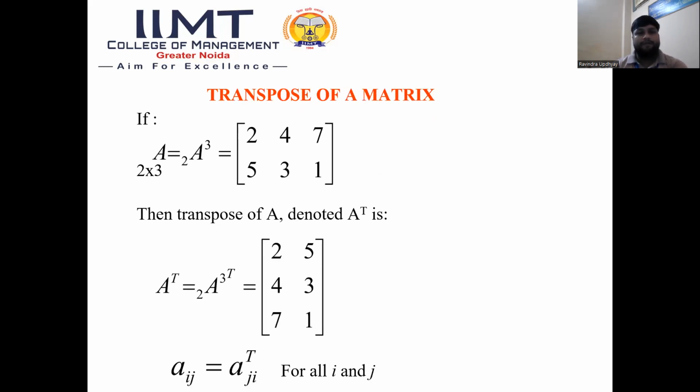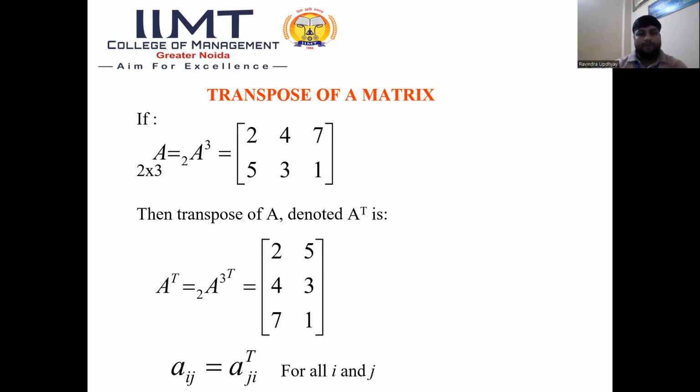Transpose of a matrix. Transpose of a matrix means if we interchange the rows and columns of a matrix, we get the transpose of the matrix. For this, we are taking an example. Suppose matrix A equals 2, 4, 7, 5, 3, 1. Then the transpose of A, denoted by A transpose, is 2, 5, 4, 3, 7, 1.